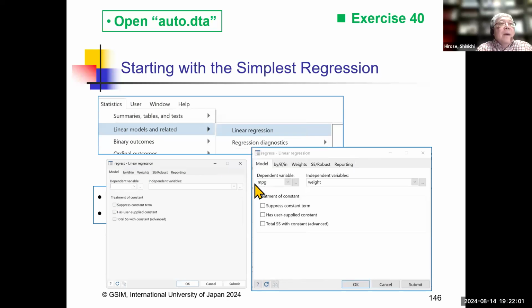Then let's put miles per gallon as the dependent variable and just one independent variable, weight. Miles per gallon for the dependent variable and weight for the independent variable. If you choose multiple independent variables, it becomes multiple regression, as you know. Okay, this is simple. And let's submit and see the result. It's your turn.